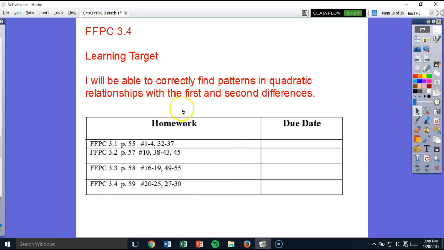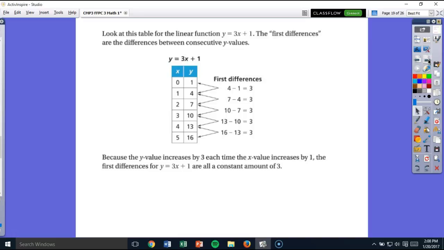Now you might be asking me, what are first and second differences? Well, that's a great question. Let's dive into it. So here we're looking at a table of information. It gives us the equation of y equals 3x plus 1, and then we have our table with x values from 0 through 5, and we plug each of those in for x, and that gives us the resulting value for y.